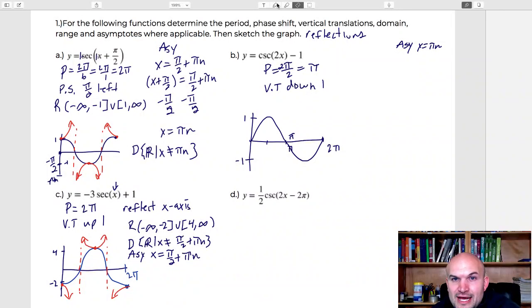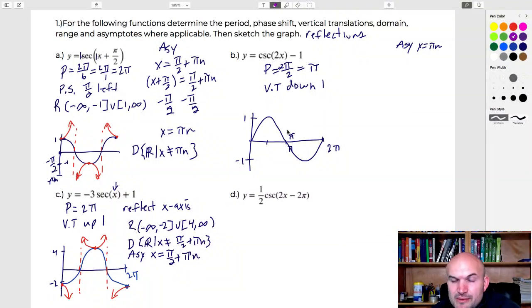So let's do it in a different color, maybe purple. Now the sine graph is going to go, well, it completes that in pi actually. So it's going to go here, and then it's going to go down to negative 2 now, because it still has the same amplitude, up 1, down 1.